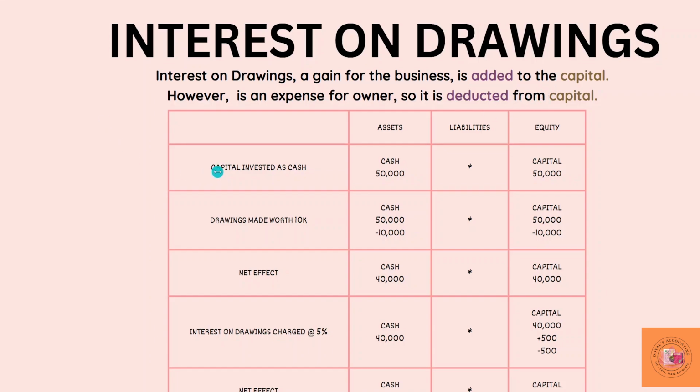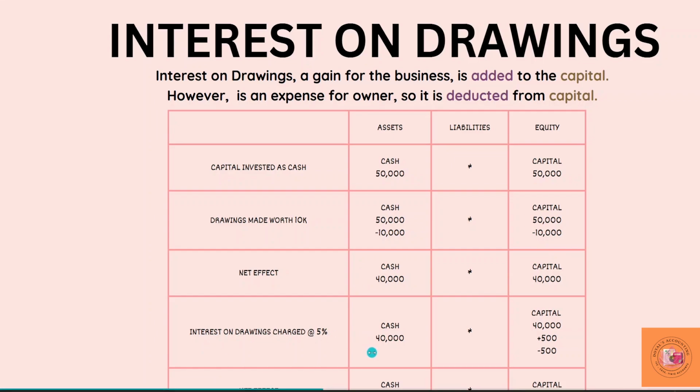So, capital invested as cash 50,000. Drawings worth 10k made: minus 10,000 from cash, minus 10,000 from capital. And you have the net effect 40k, 40k. Next, interest on drawings is charged at 5%. So 5% of 10,000 is 500 rupees.